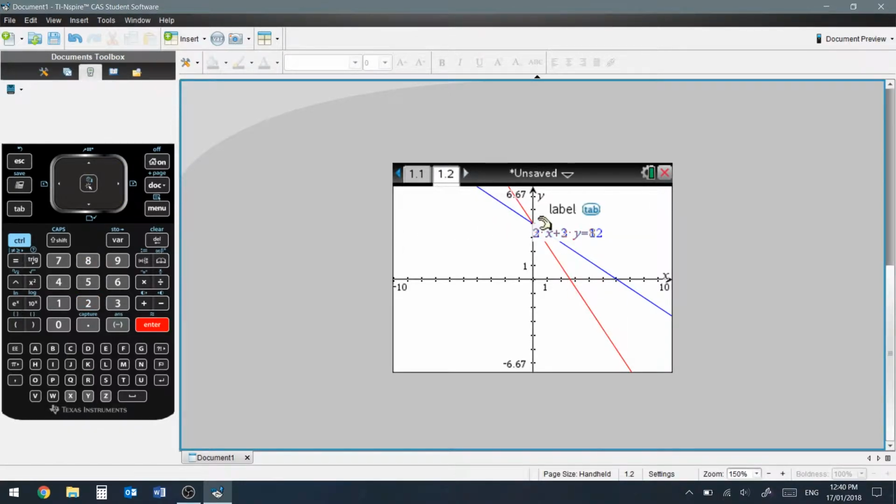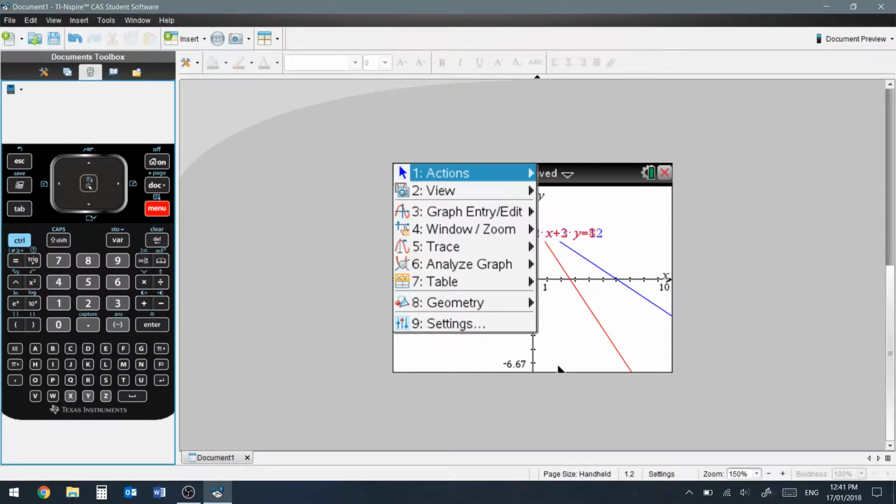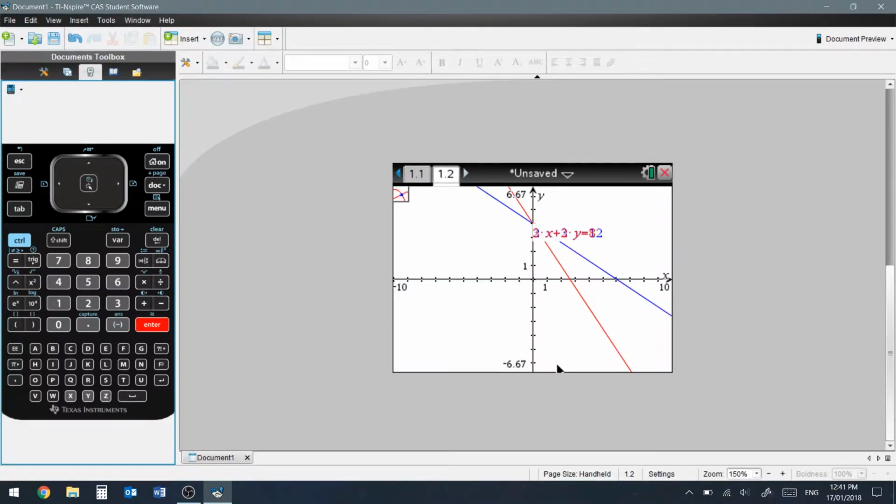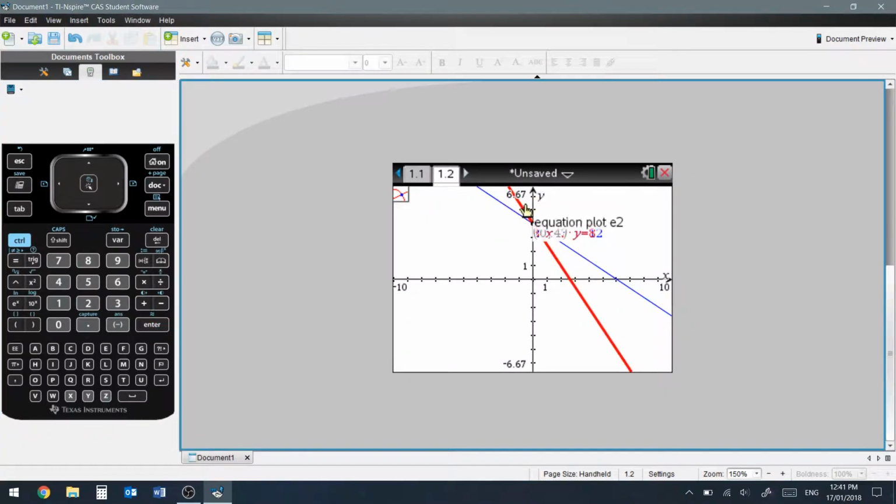And you can see that there's an intersection there. Right, and then to find the intersection points, you go menu, geometry, points and lines, and then there should be intersection points. Hit enter, and then you just need to select the two graphs, and you can see that it popped up here 0, 4, and that's the intersection point.